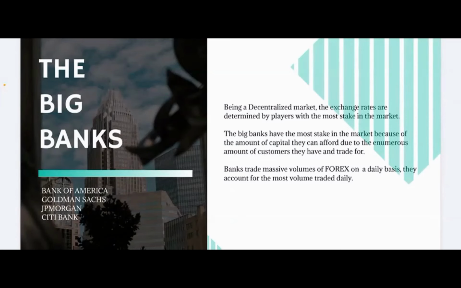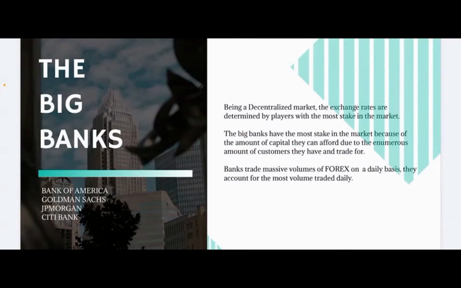The big banks have the most stake in the market because of the amount of capital they can afford, due to the numerous customers they have and trade for. So the big banks are also involved in trading, but they have very huge capital and a lot of customers. That's one of the main sources of the amount of capital they have. Because they're big banks, they largely affect the exchange rate in the forex market.